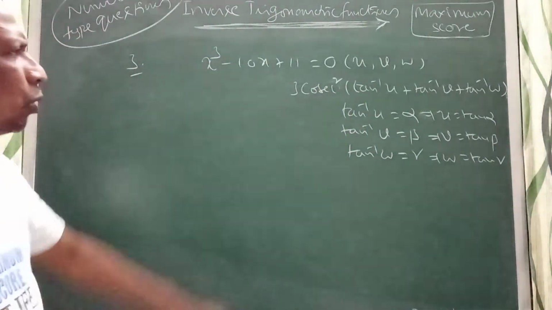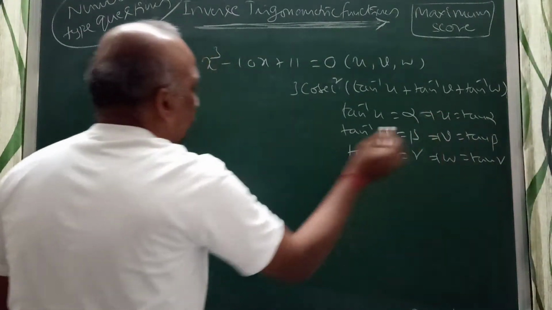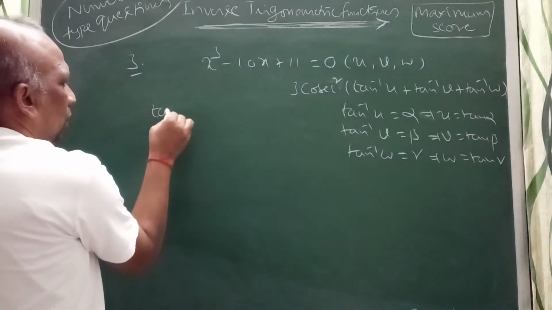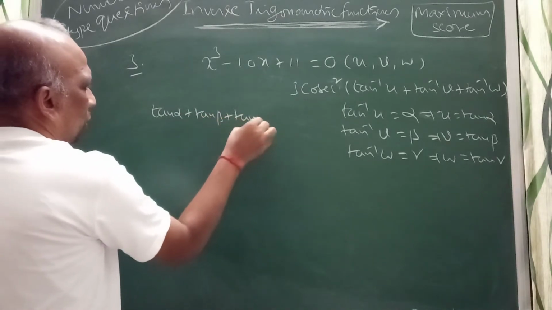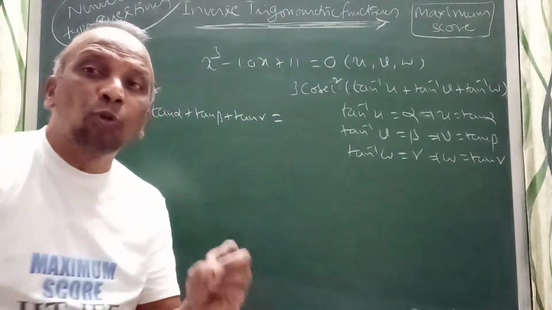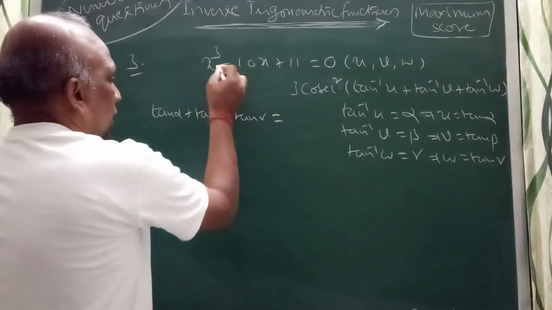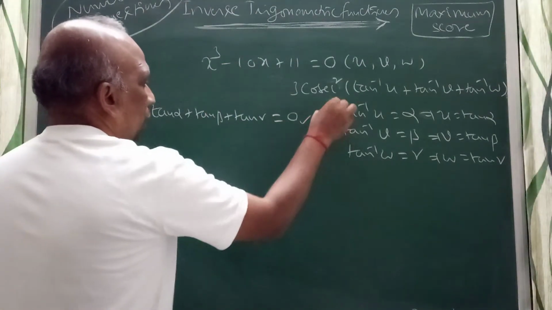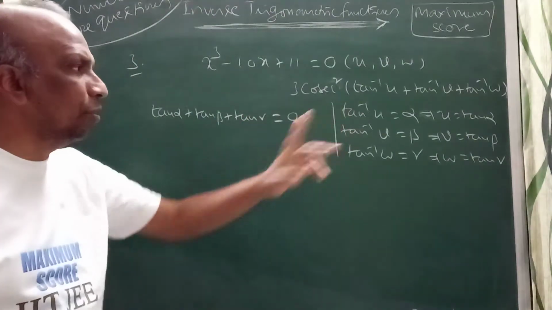So u, v, w are the roots, which means if we take the sum of the roots, tan alpha plus tan beta plus tan gamma, the formula for the sum of the roots is minus b by a, minus coefficient of x square by coefficient of x cube. The coefficient of x square is 0. So the answer is 0, right? This is the sum of the roots, u plus v plus w.